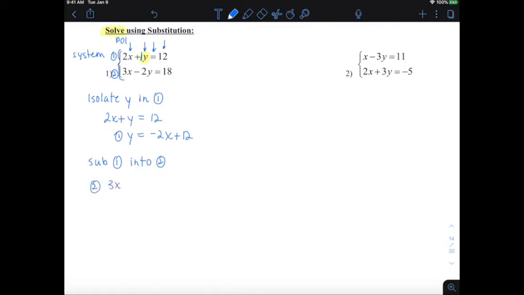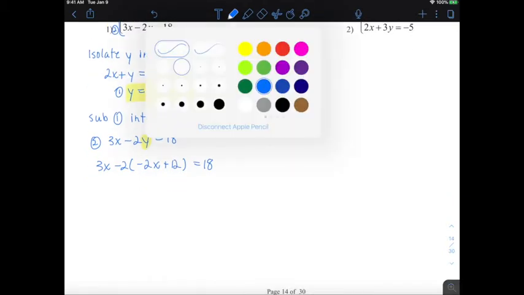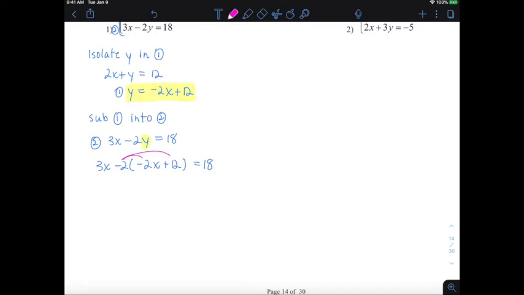We know that 2 is 3x minus 2y equals 18. But what I'm going to do now is take this y and substitute what I got in equation 1. When I isolated y, I'm going to substitute that in for y in the second equation, hence the name substitution. So I get 3x minus 2, and I'm going to put brackets here because when I make this substitution, I have to make sure there are brackets around it. Next, I need to simplify.